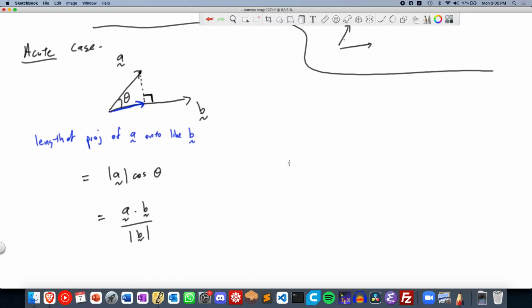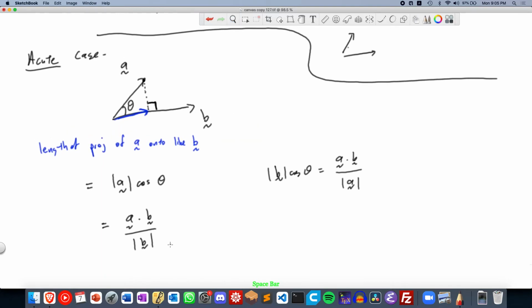Likewise, the length of projection of B onto A is going to be B cosine theta, which equals A dot B over the length of A. So you can go vice versa. You can project them onto each other. So that's for the acute case.